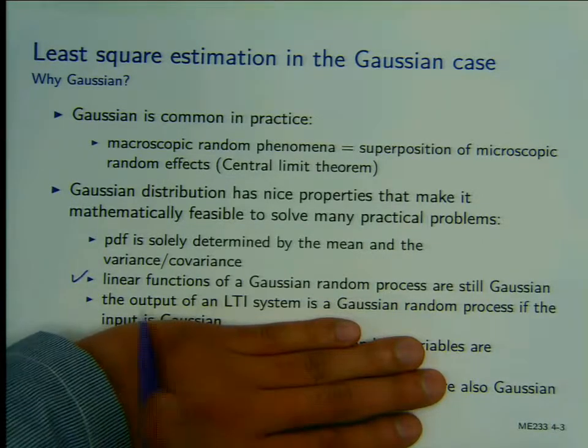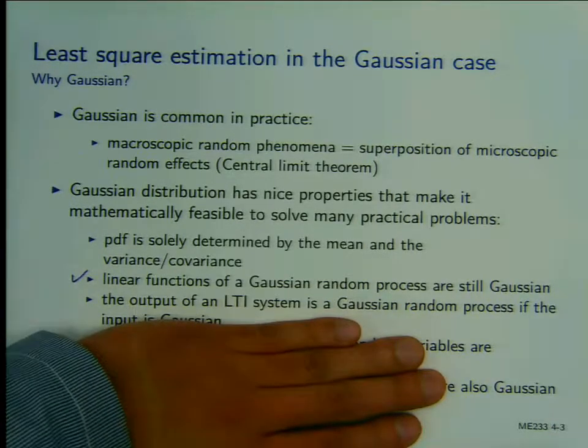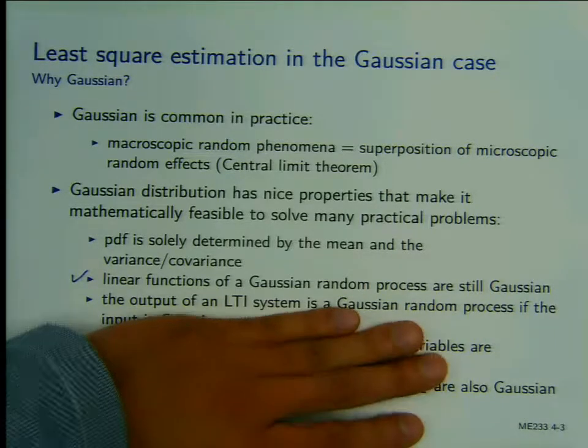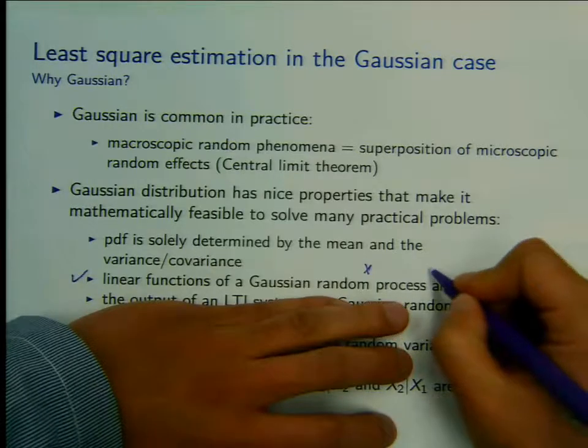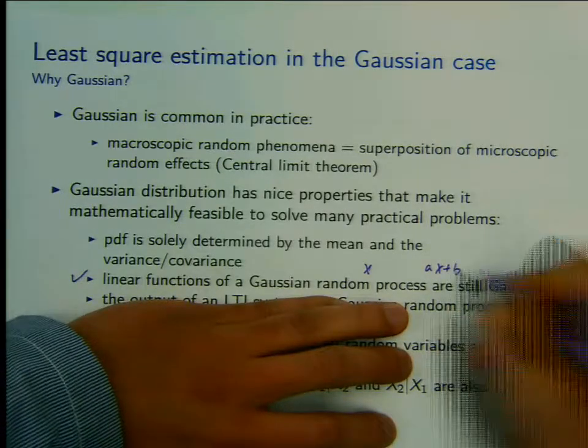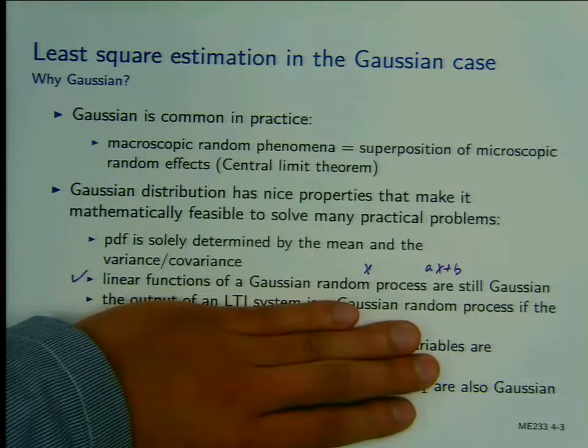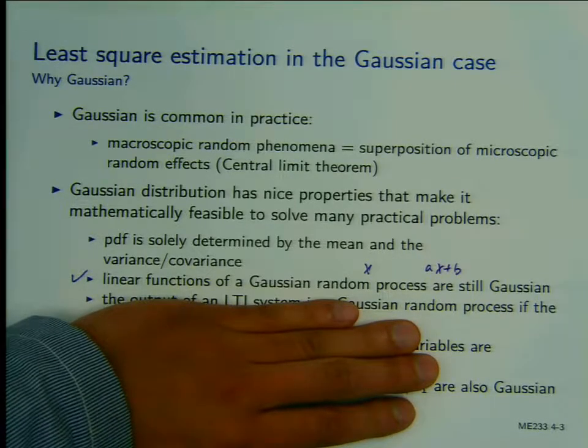If I ask you to prove this, what will you do? Linear functions of a Gaussian: let's suppose x is Gaussian. Then I ask you to prove that ax plus b is Gaussian, where a and b are constant scalars.